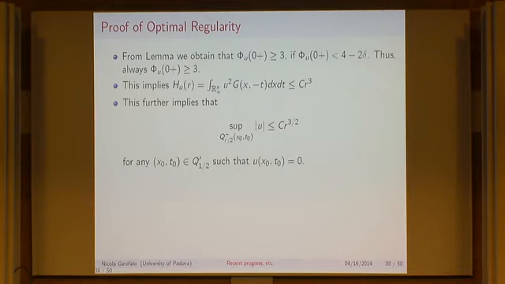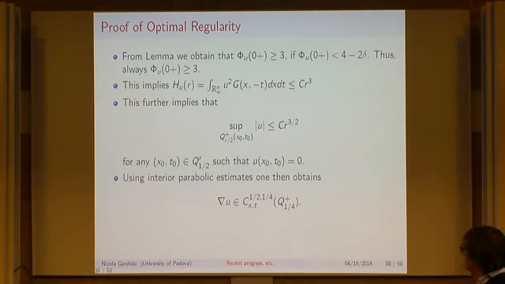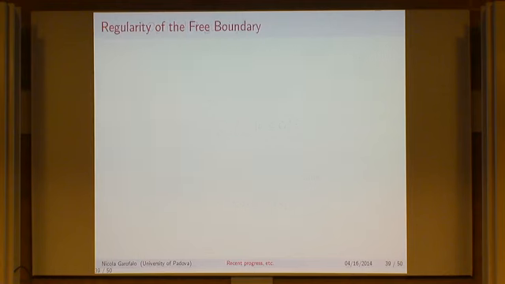And that at any free boundary point. And if you again use interior parabolic estimates, you prove the optimal regularity, okay? So that's the very sketchy proof. It's probably 30 pages of computations, but that's it.